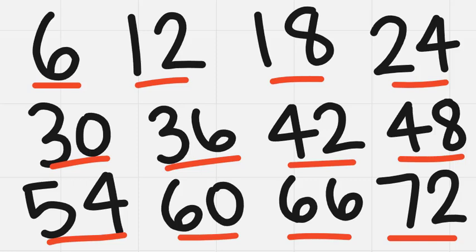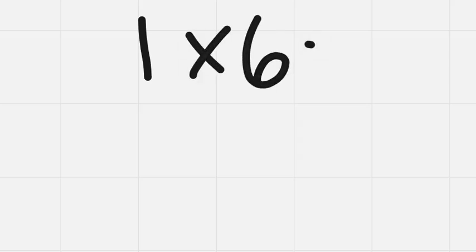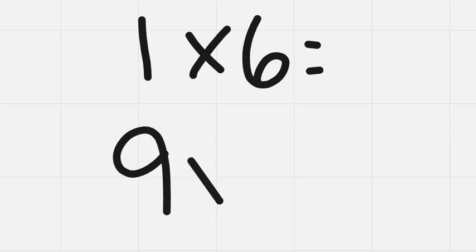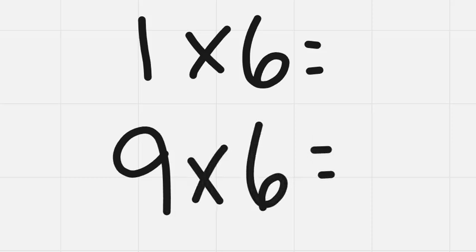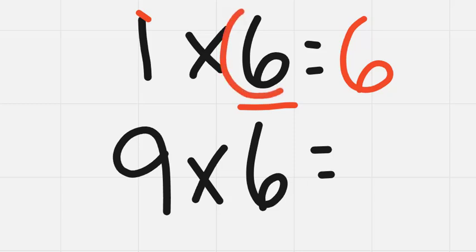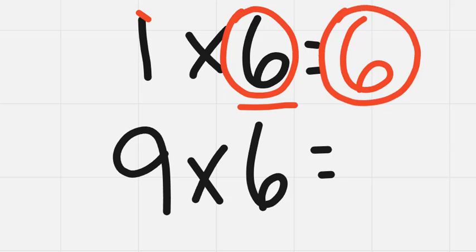Let's see how skip counting by 6's can help us multiply. On your paper or your board, I'd like you to write down these problems. 1 times 6 and 9 times 6. We're going to answer these together. With 1 times 6, we're going to skip count by 6 on the 1. 6. 1 times 6 equals 6. If you remember, when you multiply by 1, whatever the number is, it will equal the answer. For the next problem, 9 times 6, we will count by 6 on the 9.